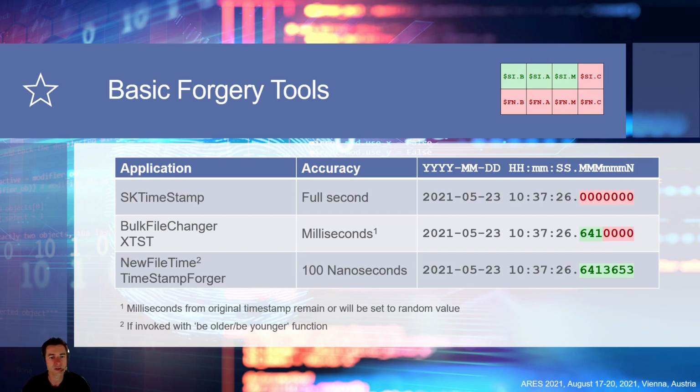One exception here is the self-written partial script timestamp forger. With this script, we demonstrate that it is possible to alter these 3 timestamps to any possible value with 100 nanosecond precision.